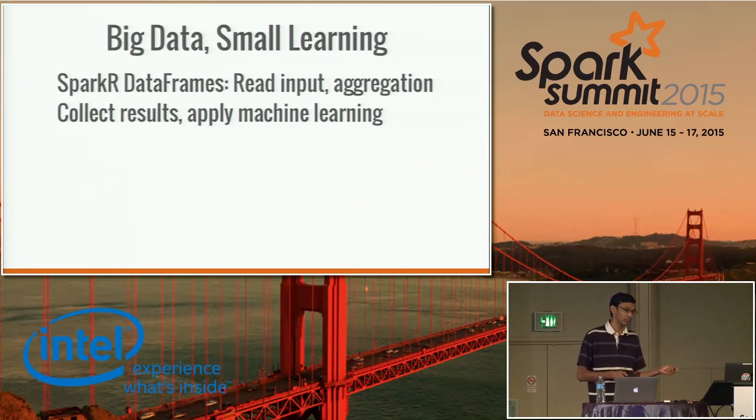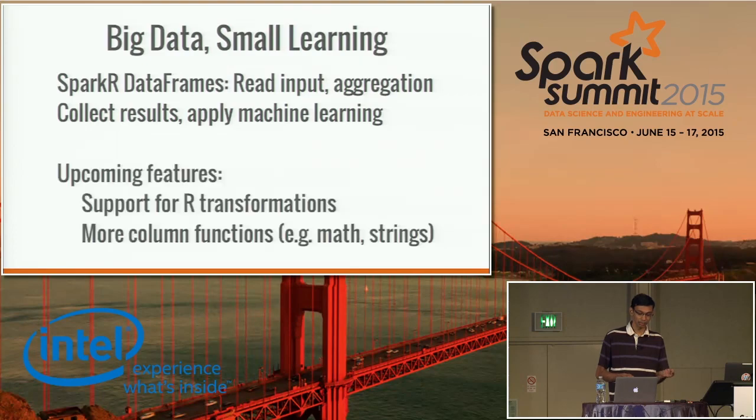However, the DataFrames in 1.4 was the initial release. There's a bunch of work that we're doing to improve it. Some of these include support for more column functions. So I showed you the average one on the previous slide. We're also adding support for more math functions and more string functions and transformations and so on.